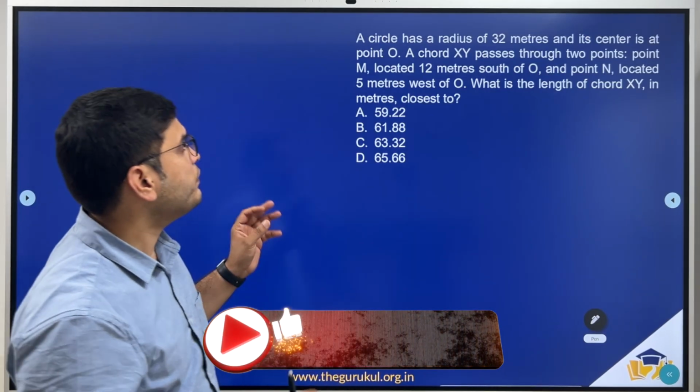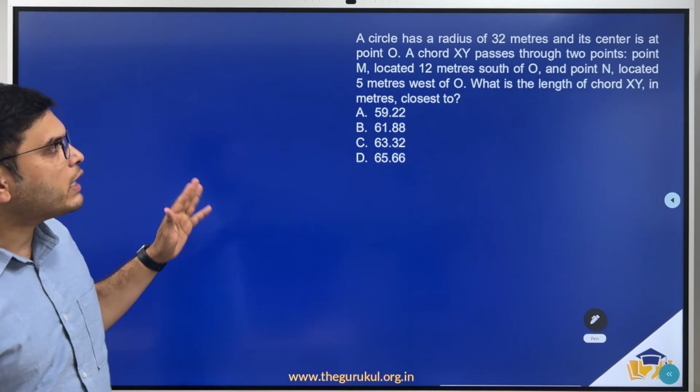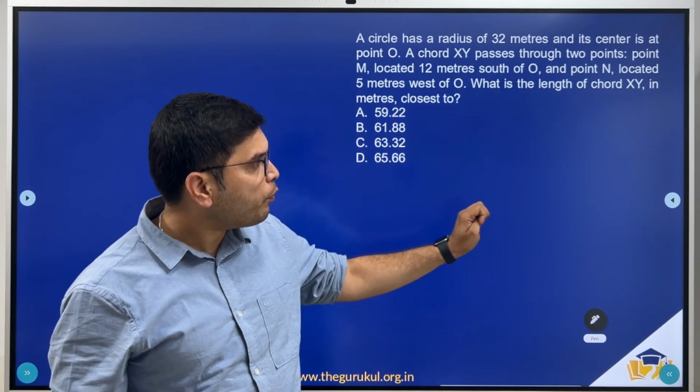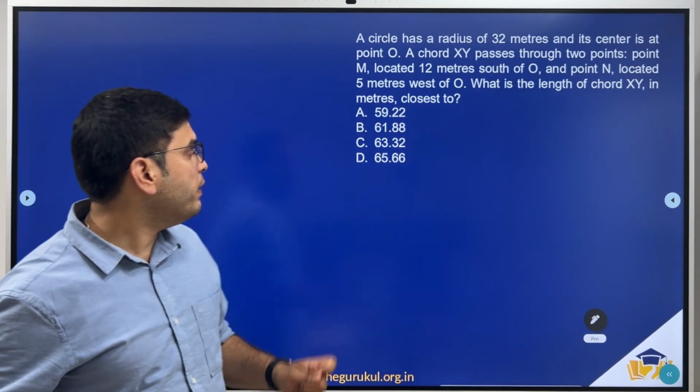Now coming to the second question, a circle has a radius of 32 meters and its center is at point O. A chord XY passes through 2 points, point M located 12 meters to the south of O and point N located 5 meters to the west of O. What is the length of the chord XY in meters closest to?